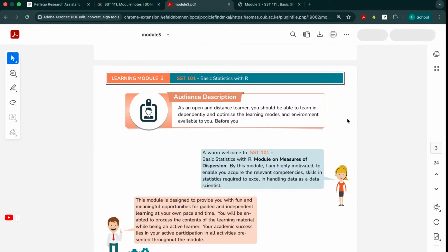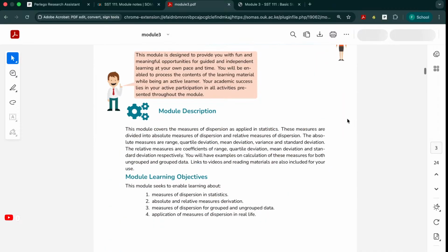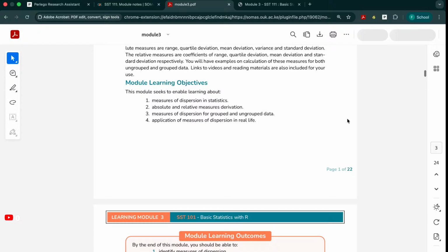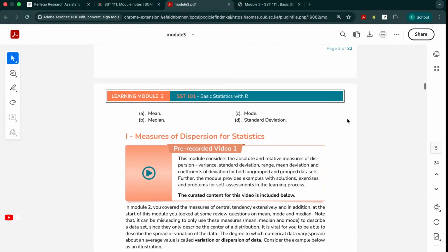By using range, you sort your data. If it's ungrouped data, you sort it from the smallest to the highest. Then you pick the highest number minus the lowest number, and that gives you your range. But range has a problem, so let me show you in the example here.